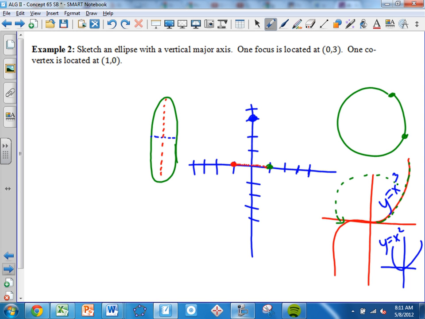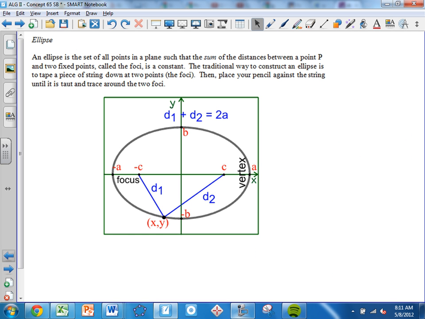So, if this is up 3, right? See that? What must this be? Down 3. There's my other focal point. So I've got 2 focal points, and I've got 2 co-vertices. Now, go back to your shape of an ellipse. Where were the focal points located? In the middle. So, they're not the ends, are they? No. But the co-vertices, B and negative B, those are the ends, aren't they?